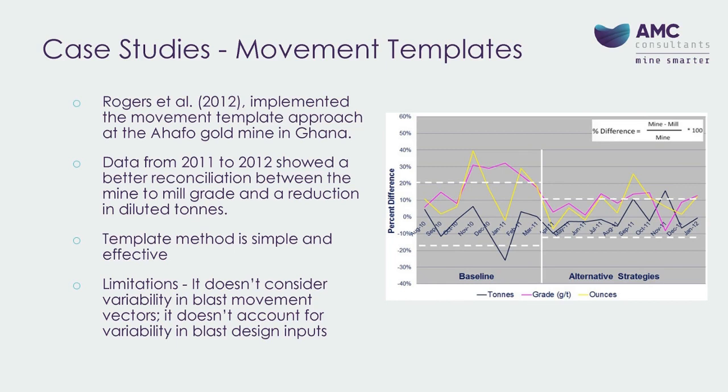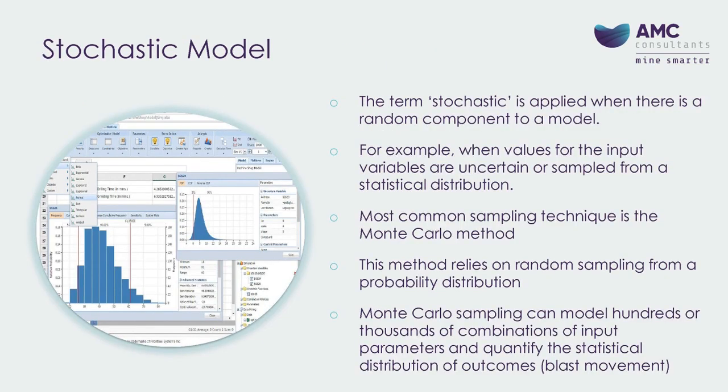So the template method is quite a simple and effective method, and it can use previous measurements to predict what's going to happen next with the assumption that things aren't going to change. So your rock type hasn't changed significantly, your blast design parameters aren't going to change, your powder factor, the way you initiate the blast is more or less the same as the previous.